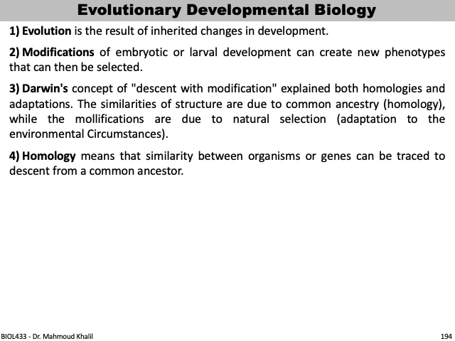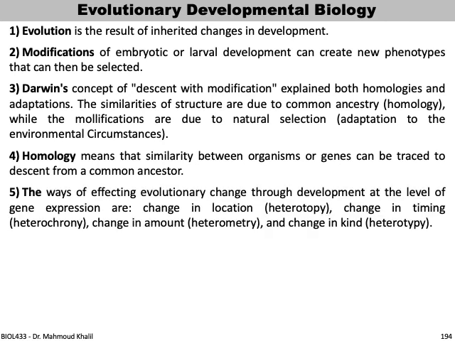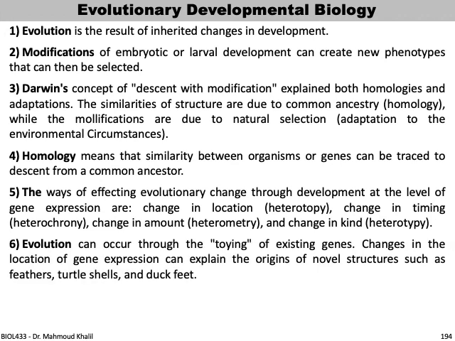The ways of affecting evolutionary change through development at the level of gene expression are the change in location, heterotopy, the change in timing, heterochrony, the change in amount, heterometry, and the change in kind, heterotypy. Evolution can occur through the co-opting of existing genes. Changes in the location of gene expression can explain the origins of novel structures such as feathers, turtle shells, and dog feet.